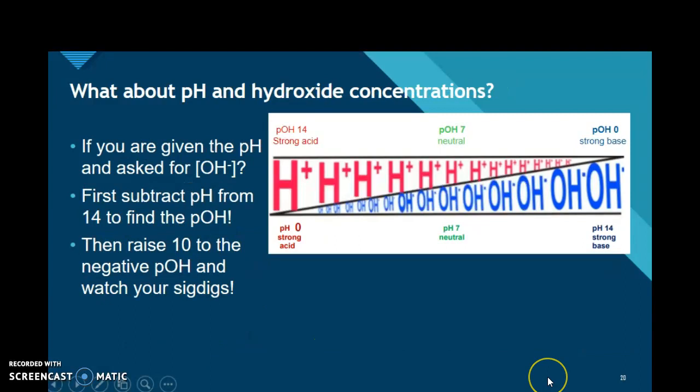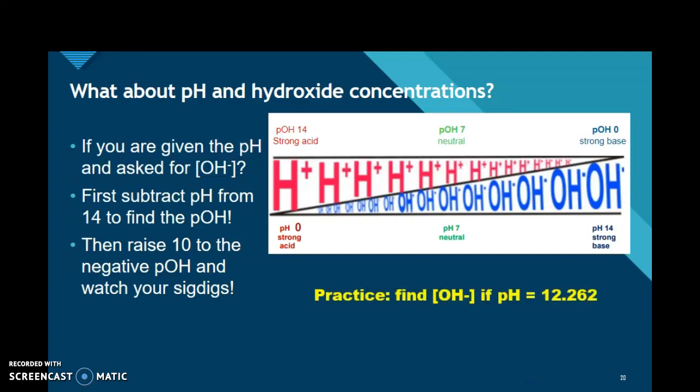If you're given the pH and asked for the hydroxide ion concentration, well, the first thing I would do is subtract the pH from 14 to find the pOH. It's a whole lot easier to work from the pOH to the hydroxide concentration. Then you just raise 10 to the negative pOH and find the right number of sig digs from the pH and pOH. Remember, it's the number of digits after the decimal point.